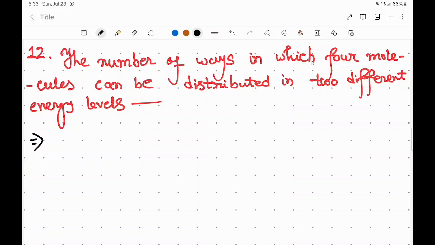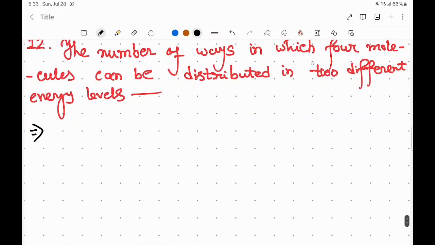How many molecules can be in one energy level? Any number of molecules can be there, because if there is a restriction, that will be mentioned in the question. As in the question there is no restriction mentioned, it essentially means any number of molecules can do anything. 4 factorial by 2 factorial. Exactly. So how did we do it? 4 factorial by 2 factorial.